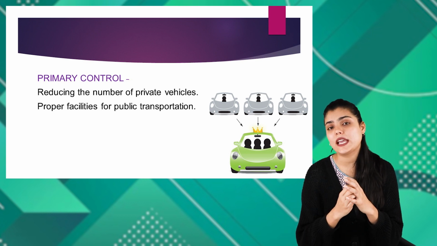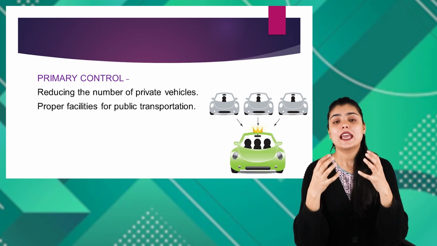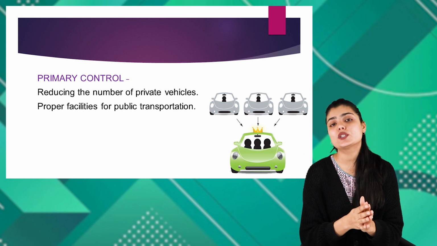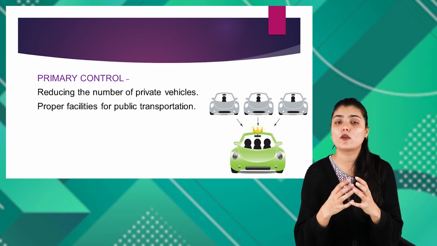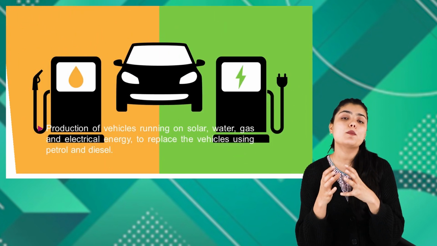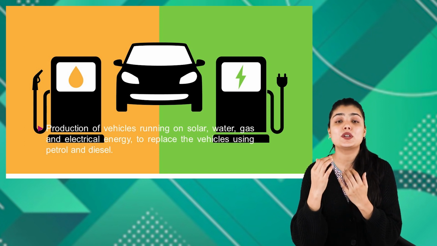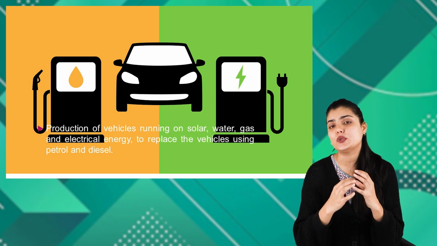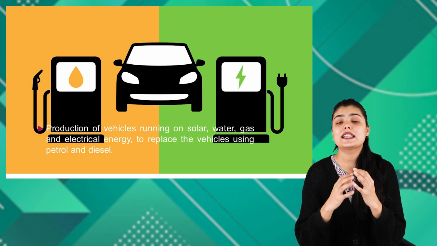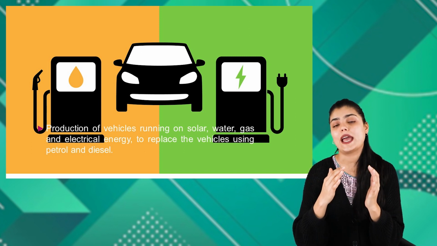So the next step in primary control is that we have to have a proper public transportation system. If people are not allowed to use their private vehicles in order to prevent air pollution, then it is obvious that public transportation is required. So it is necessary to have a good public transportation system as well. Another important step concerning automobiles is that electric vehicles or vehicles that run on solar energy are to be produced and used in greater numbers than vehicles that run on petrol and diesel. Vehicles that use solar or electrical energy can be a replacement for petrol and diesel vehicles.